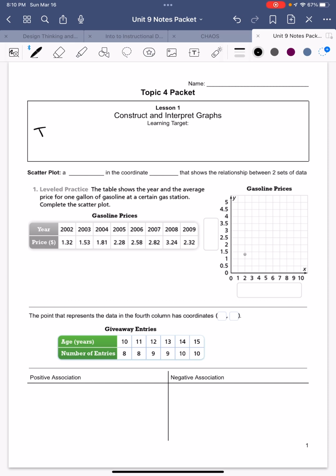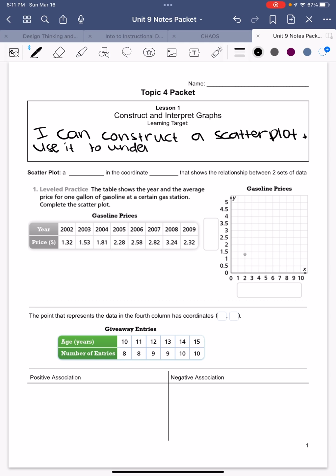So your learning target is going to be: I can construct a scatter plot and use it to understand the relationship between paired data.